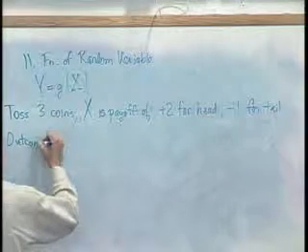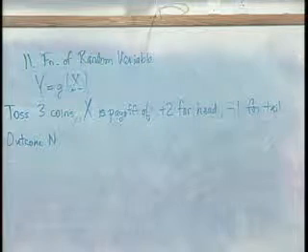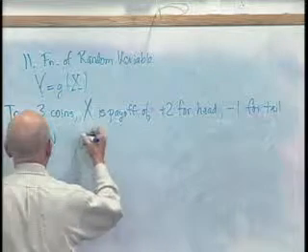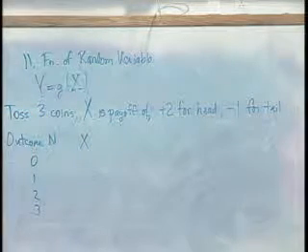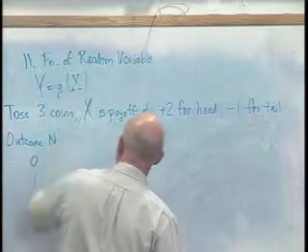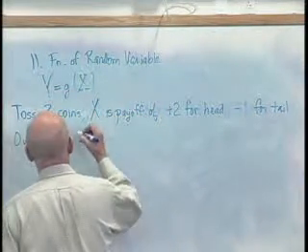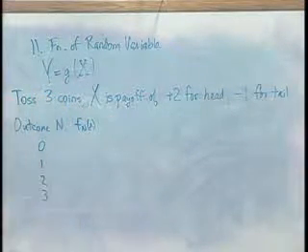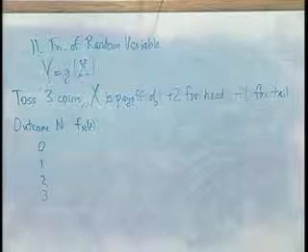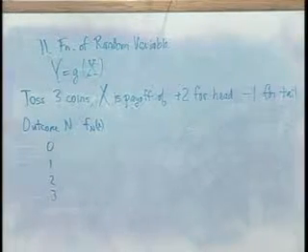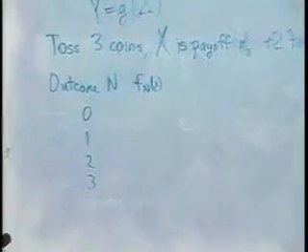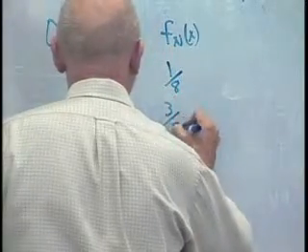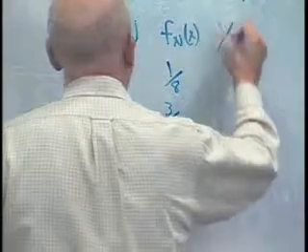So let's make a table. The number of heads can be 0, 1, 2, or 3. Oh, I should associate a probability with each, too. What's the probability of getting 0 heads when you toss 3 fair coins? 1/8. Same for 3 heads and 3/8 for the other 2 cases. Okay?